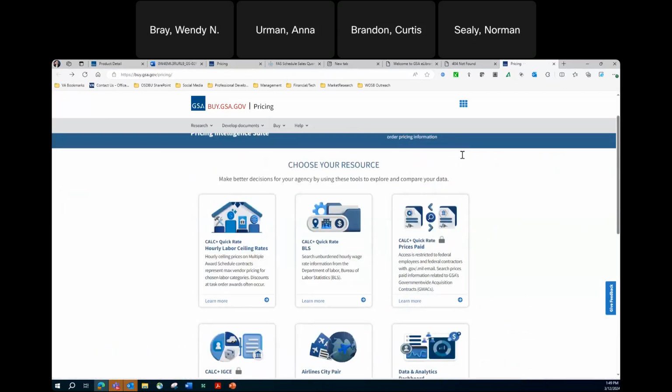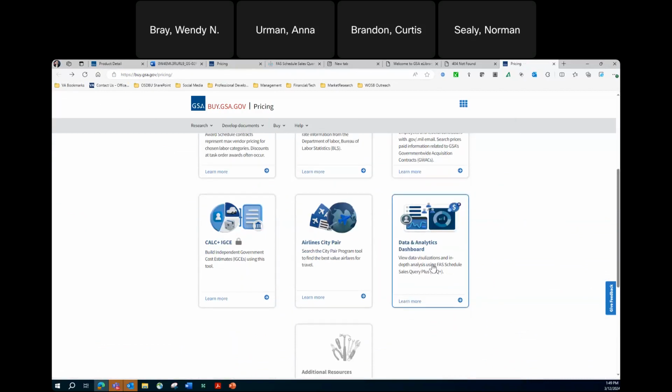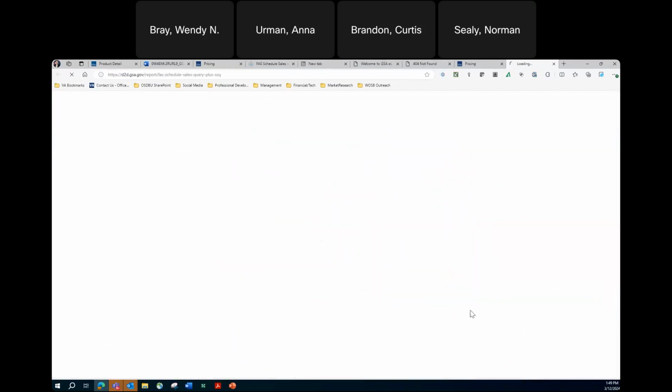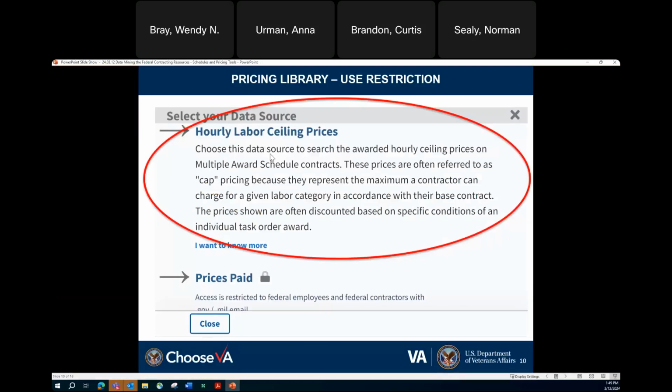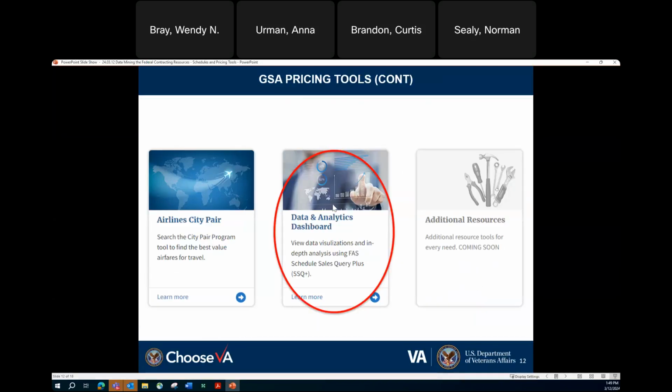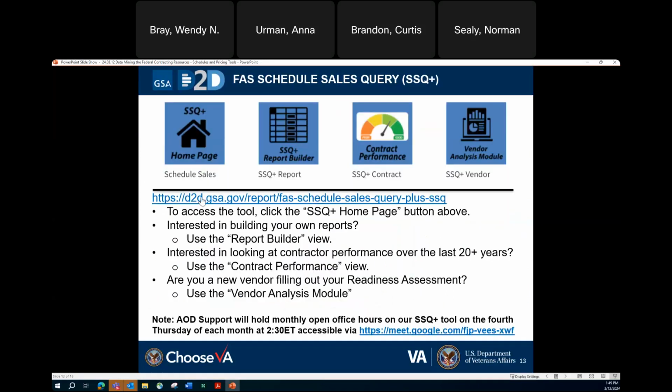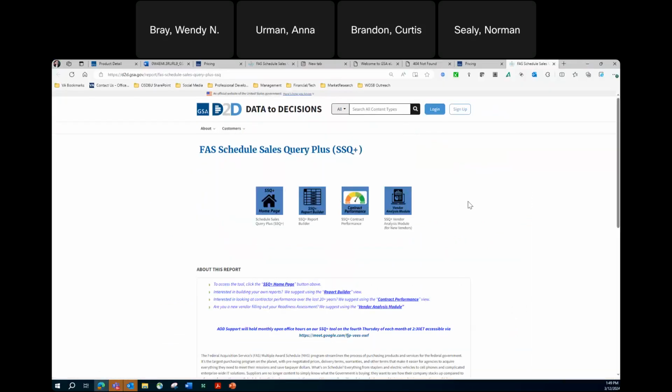All right, so from the same place, buy.gsa.gov/pricing, we could look at the data and analytics dashboard to get to this schedule sales query. So if I flip back to my presentation, data analytics dashboard, you could also click on this link directly that you'll see. And these are the same boxes that appear across here.